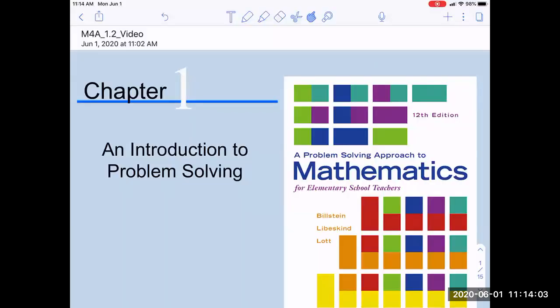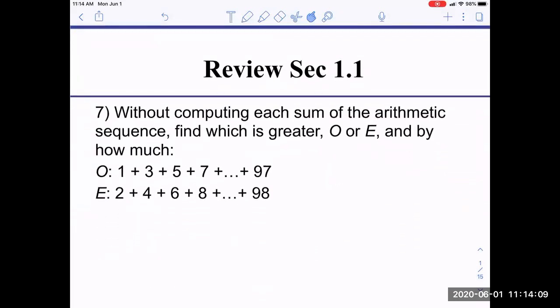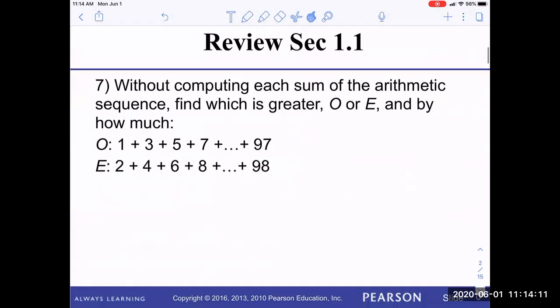This will be section 1.2, where we're going to start looking at patterns, but first I'm going to do a problem from section 1.1.